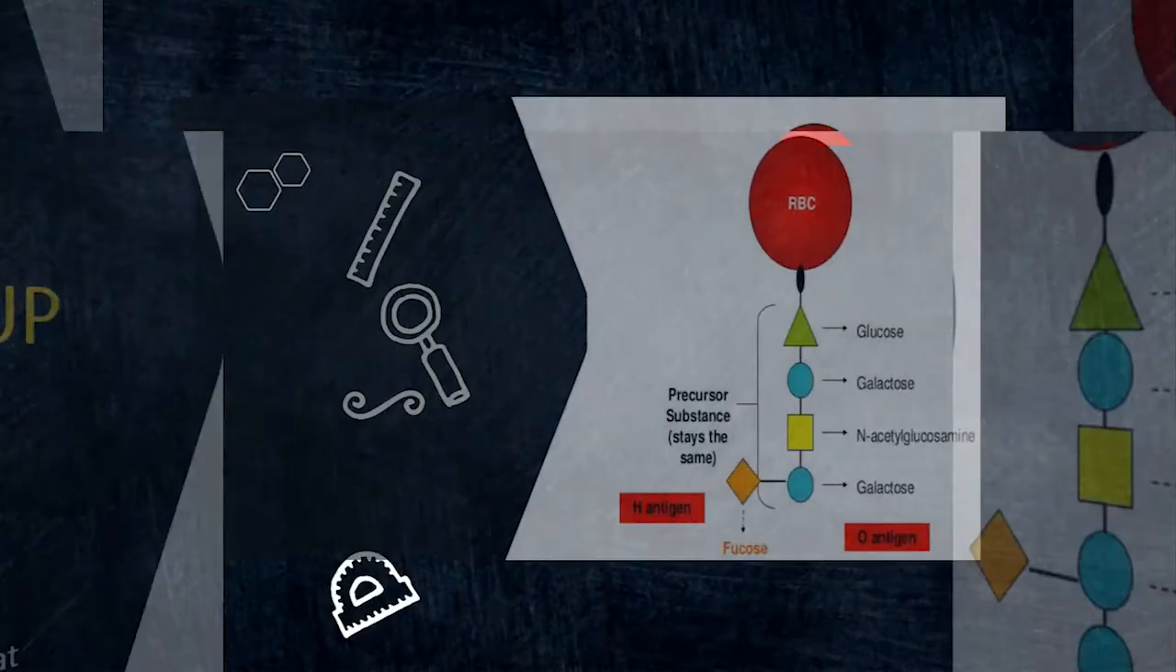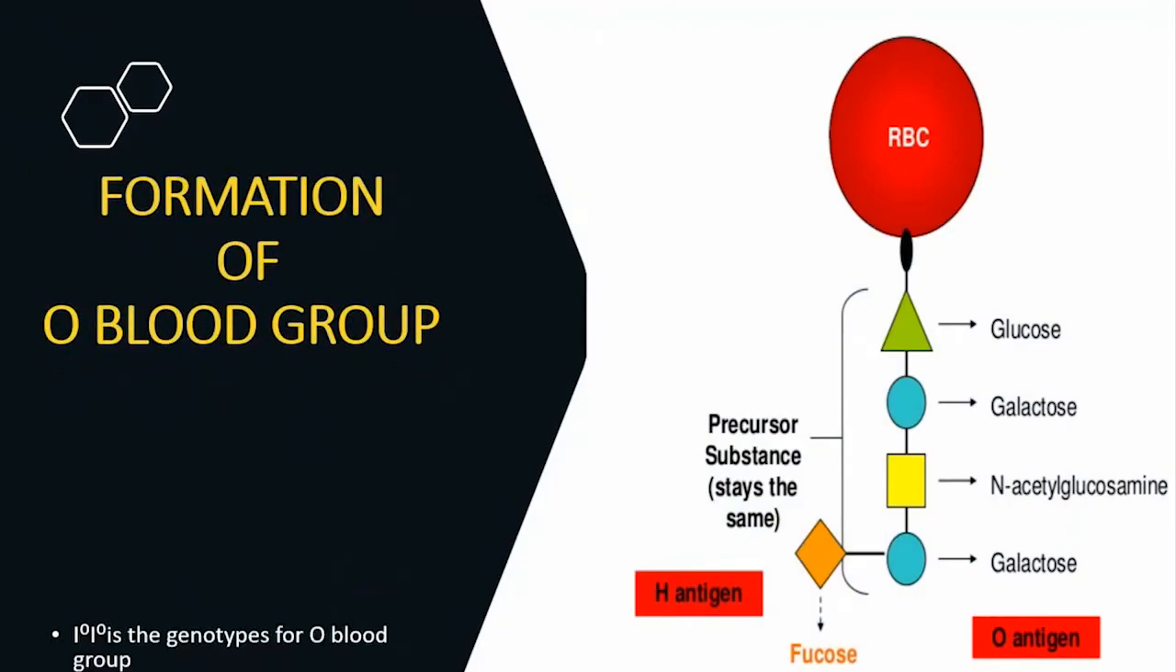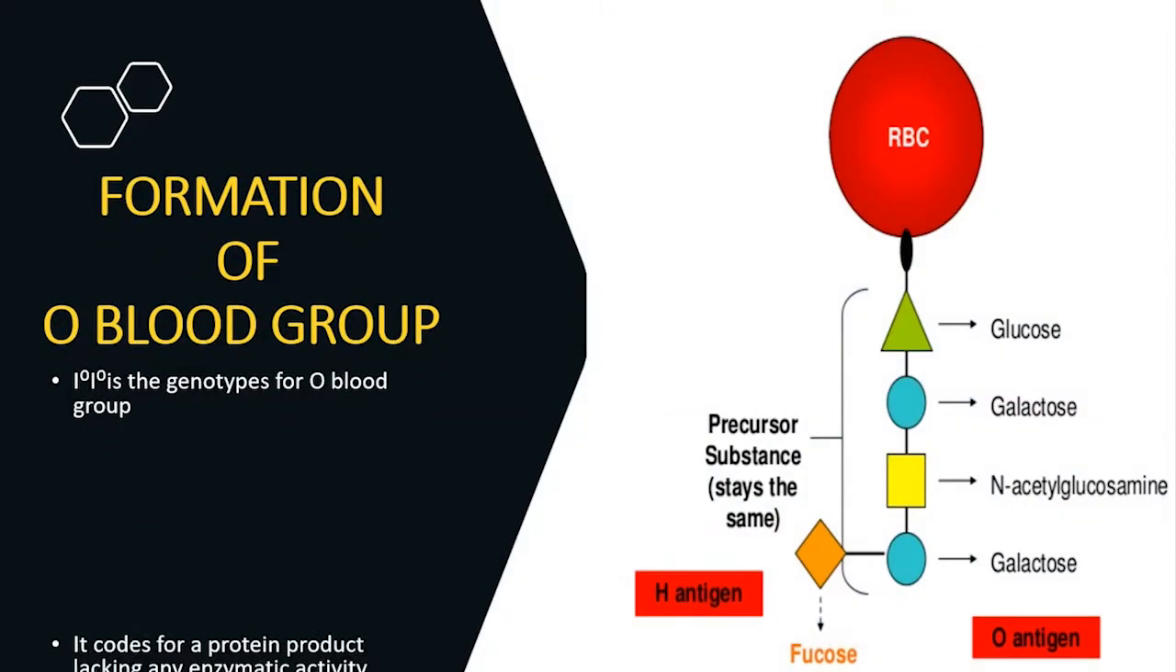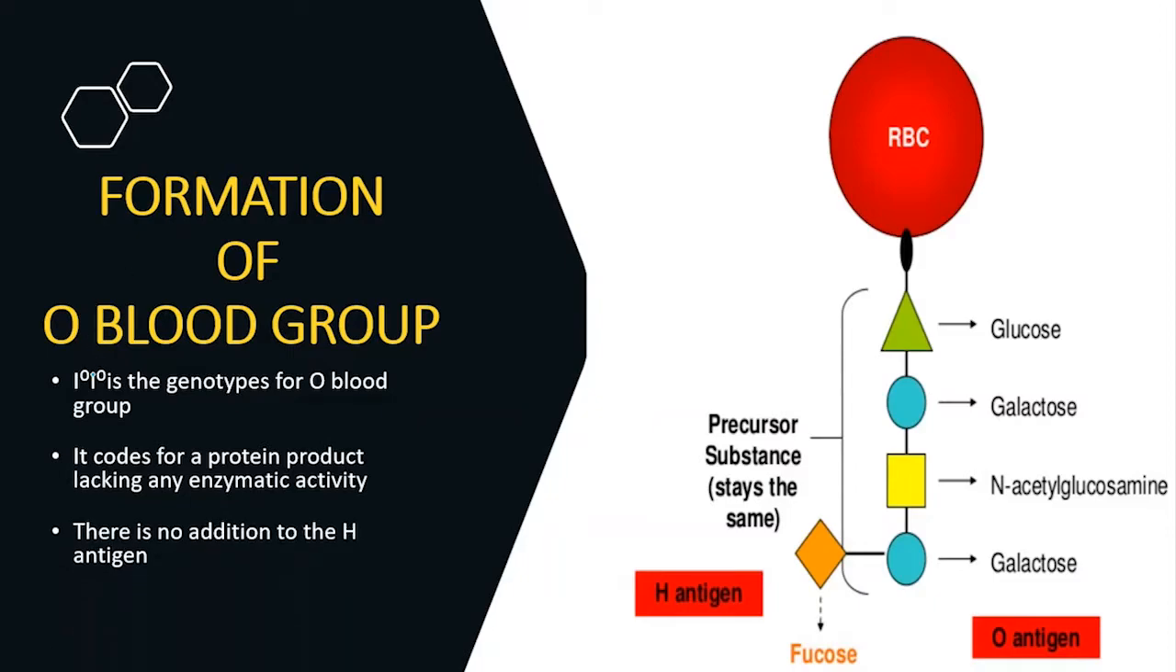Now, an interesting thing is seen in case of the O blood group. In case of O blood group, the variant that is present is the IOIO, and it codes for a protein substance which lacks any enzymatic activity. So it is not catalyzing anything. The product of the coding of the IOIO gene is not catalyzing any reaction, and as a result no addition to the H antigen takes place.